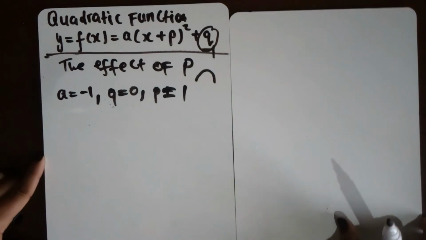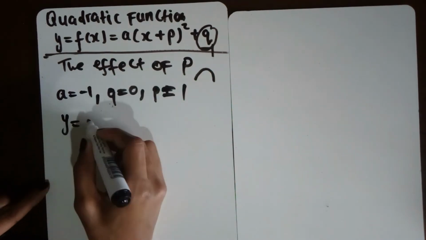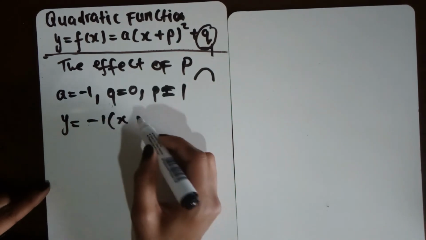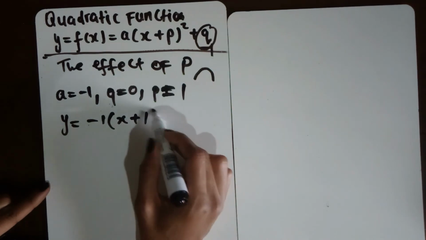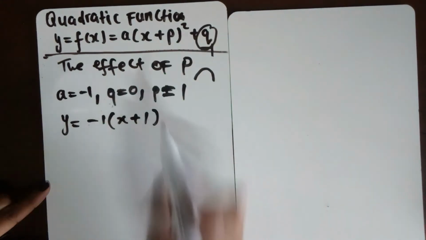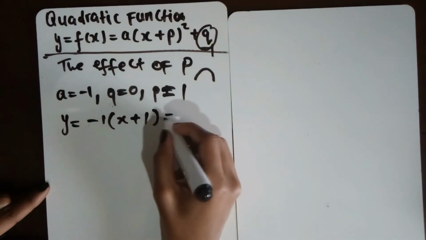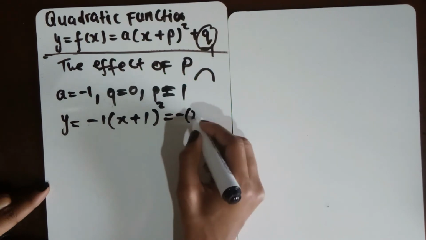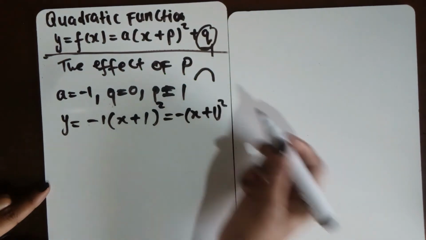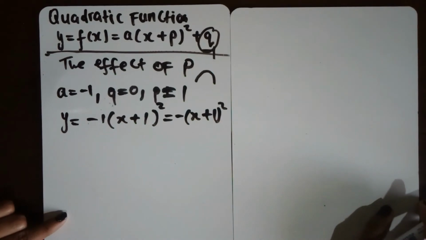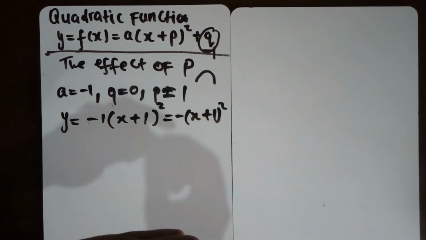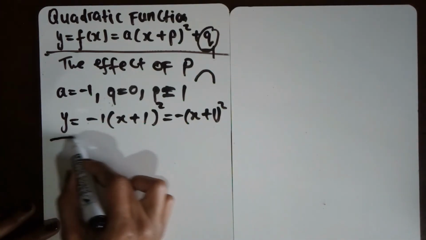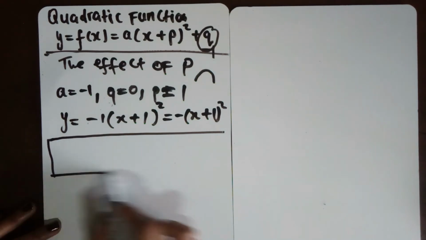So it means that our function is going to be y equals negative 1 times (x plus 1), and then q is just going to be 0. You don't need to write it. It means that the graph we're plotting is just going to be, oh, this is squared, negative (x plus 1) squared. So that is the graph that we're trying to plot. Cool. So still doing the same thing. We draw our table. Just going to quickly draw it.